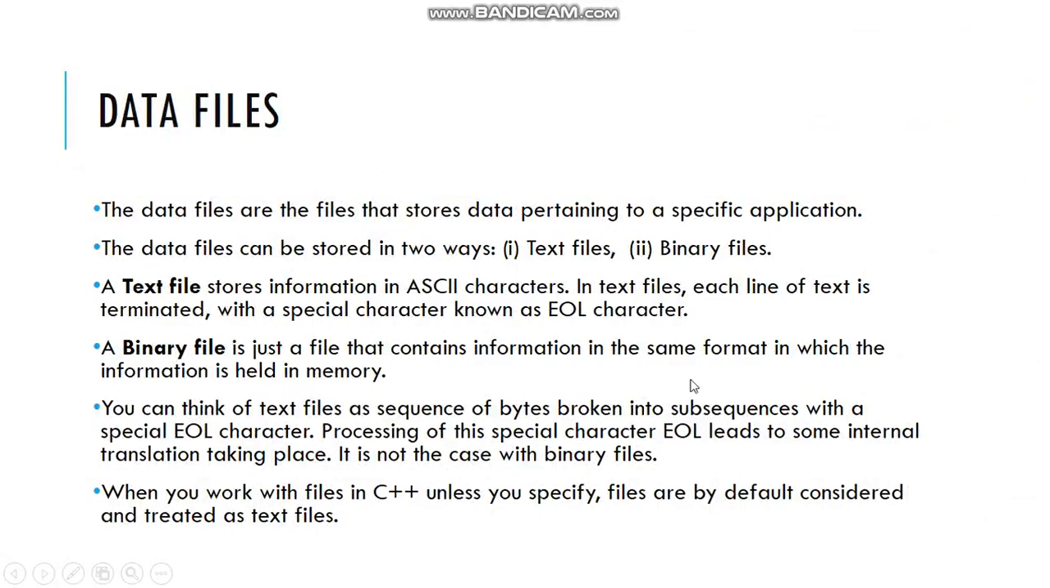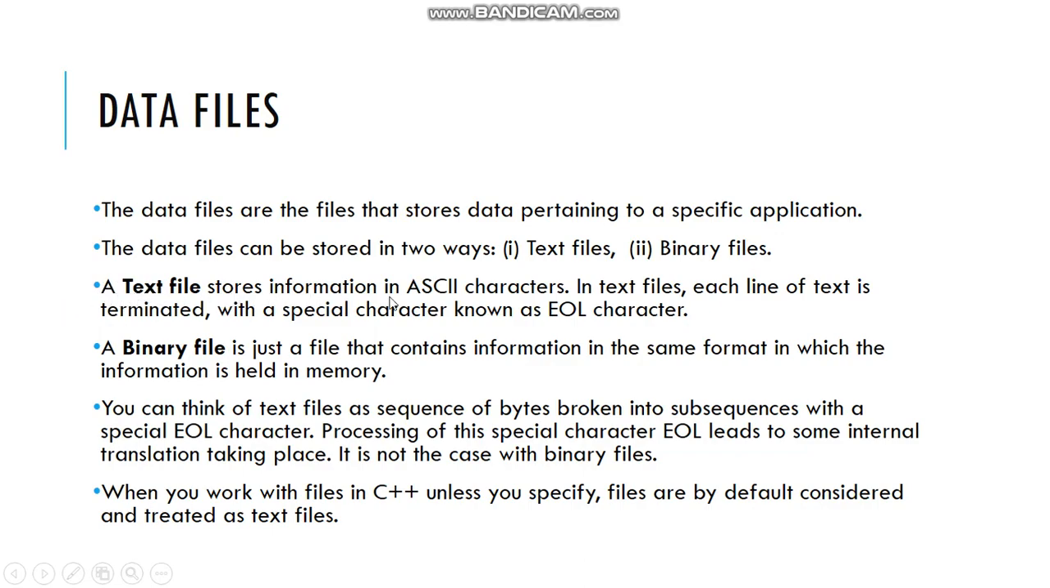Now the next is data files. The data files are the files that store data pertaining to a specific application. So it says that it is a file that is used to store data in a particular format for a specific application. The data file can be stored in two ways: text file and binary file. Now let us see what is a text file.